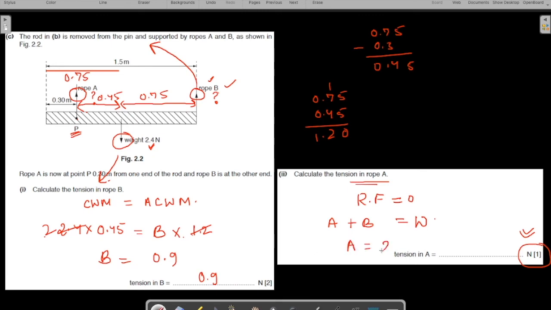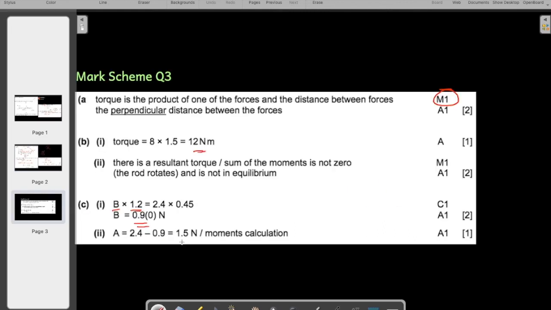Weight 2.4 minus tension B, 0.9. So how much does it become? 2.4 minus 0.9, so 1.5. Let us tally our answers. Yes.